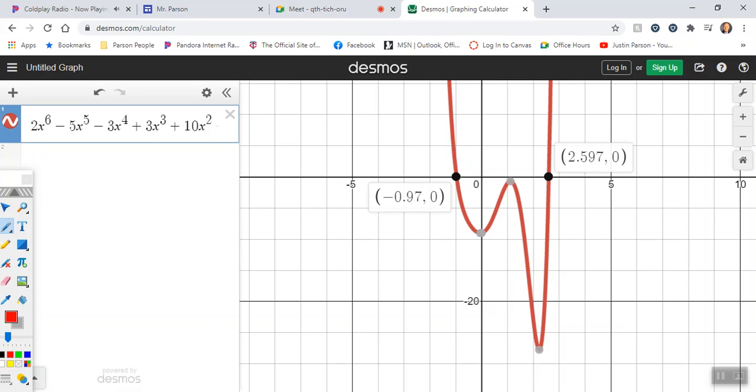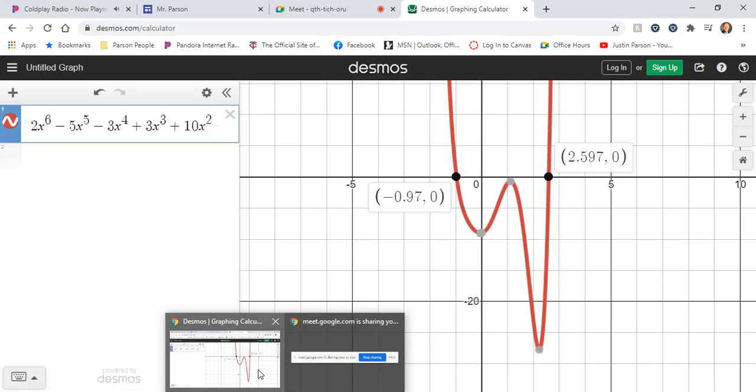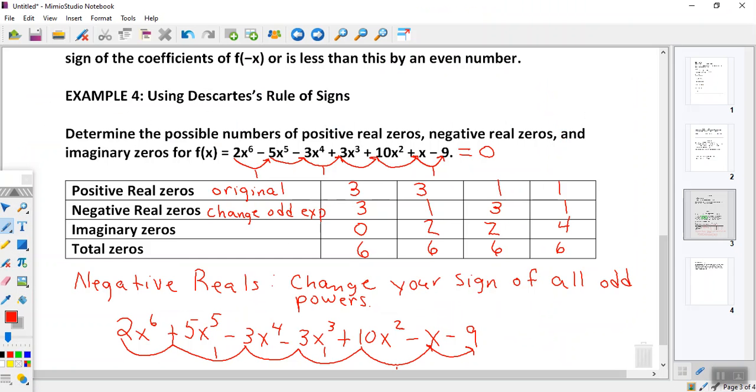Imaginary. So I've got one negative zero, negative 0.97, another one at 2.597, which means the other 4 must be what type of zeros? It's the final column. You're right. It is that one right there. So this is the one that's actually correct. There's one positive real zero, one negative real zero, and then there are 4 imaginary zeros to total 6.